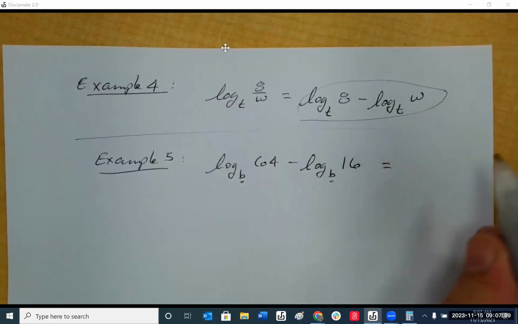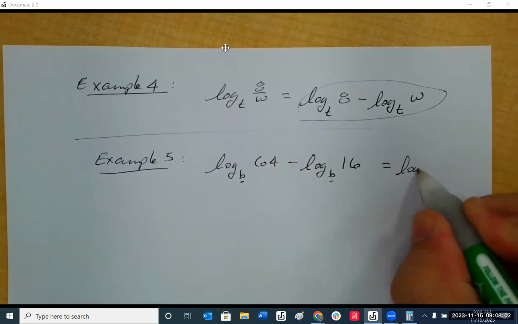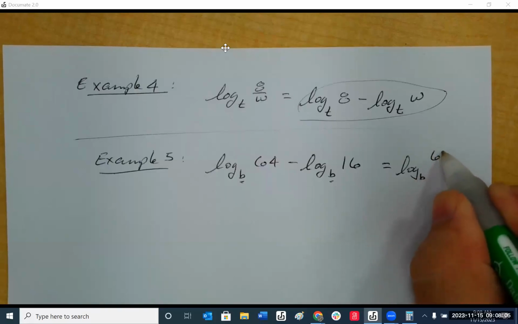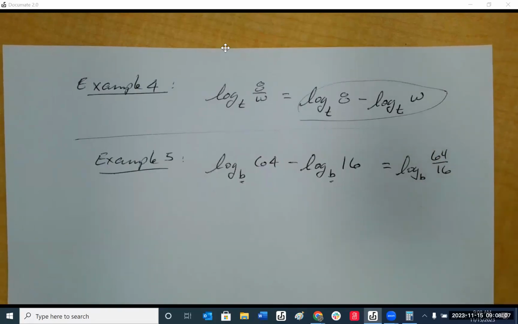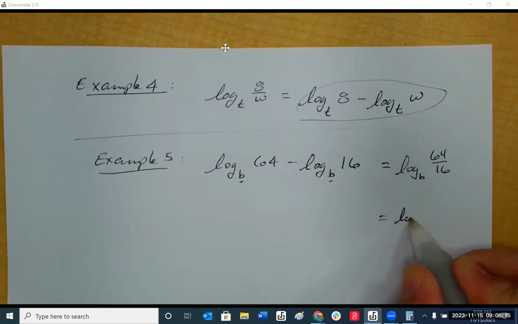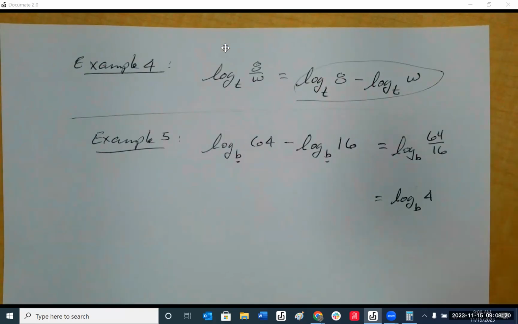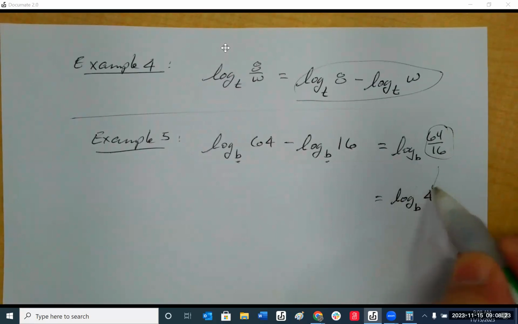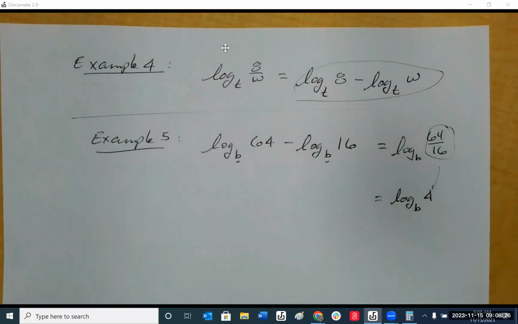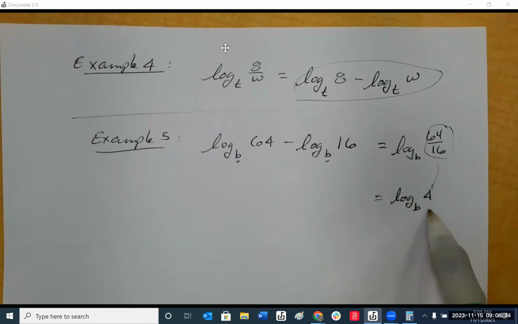So what's this one equal? What this one equals is log base b of 4, because 64 over 16 is 4. So it all depends on what the question is asking you. Like this one says, express as a single logarithm. Well, that's a single logarithm. So is this. It's simplified. So whatever it's asking.